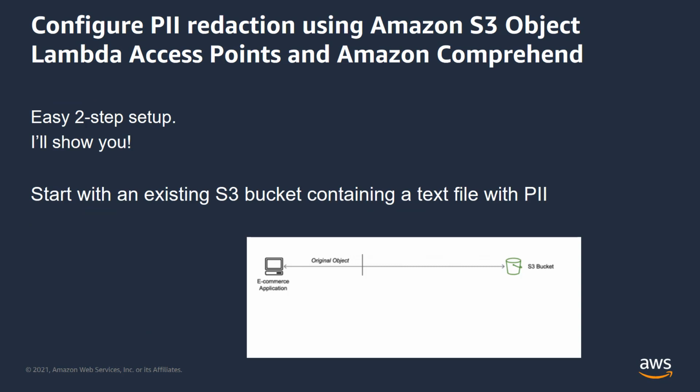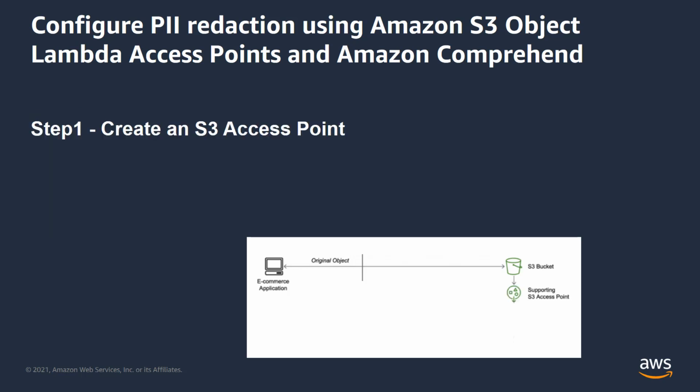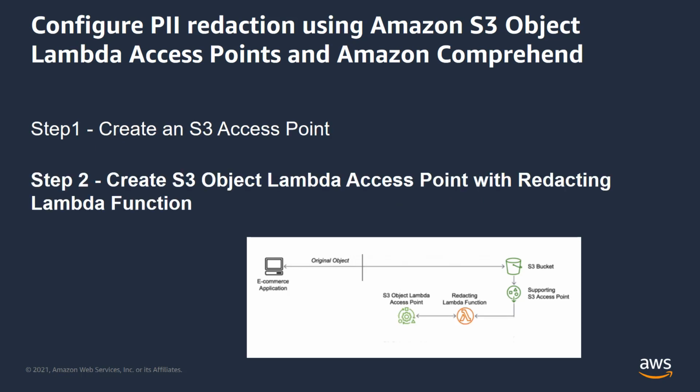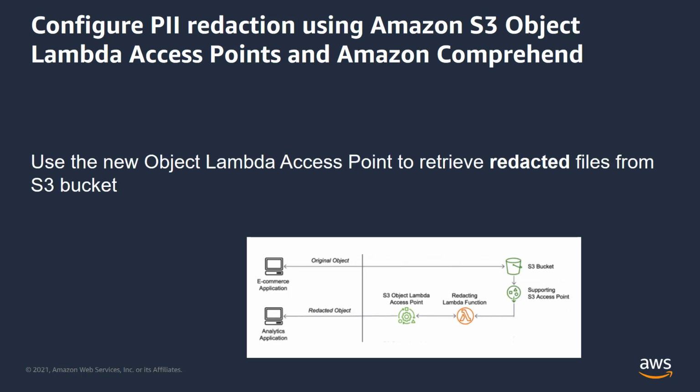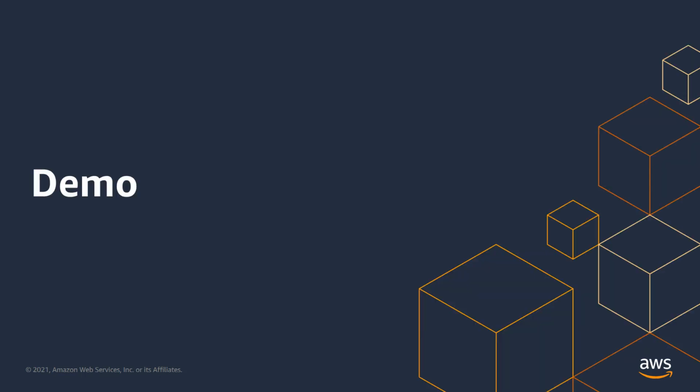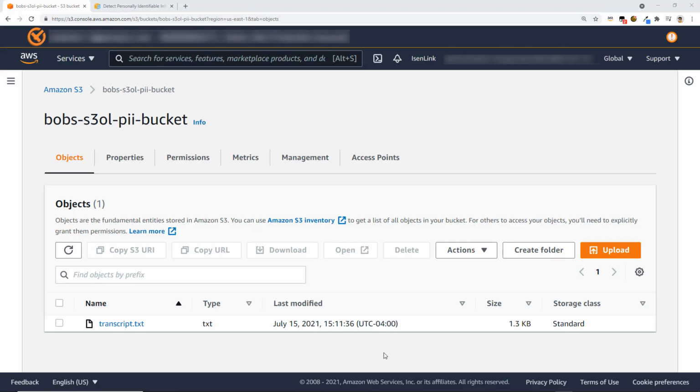We're going to start with an existing S3 bucket that contains a text file with some PII elements in it. We're going to create a standard S3 access point. That's step one. Step two is we're going to create an S3 Object Lambda access point that's configured to use a redacting function. And then we will retrieve the file via that new S3 Object Lambda access point to see how the information is dynamically redacted as we retrieve it. Okay, let's launch straight into the demo.